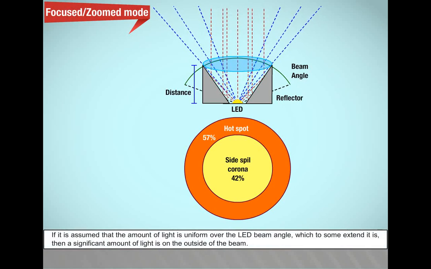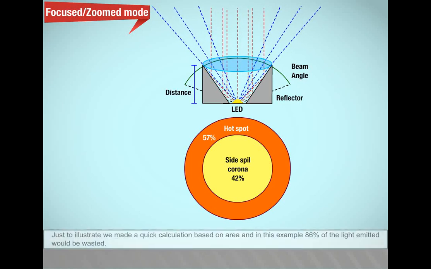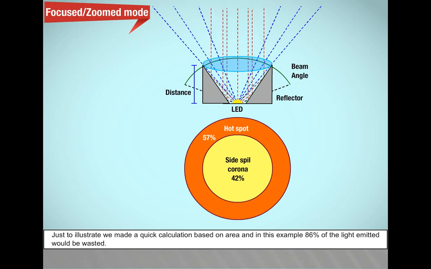If it is assumed that the amount of light is uniform over the LED beam angle, which to some extent it is, then a significant amount of light is on the outside of the beam. Just to illustrate, we made a quick calculation based on area, and in this example, 86% of the light emitted would be wasted. This should, in reality, not be as dramatic because the spatial distribution is not uniform. It does show that a significant amount of light is wasted in zoomed mode.